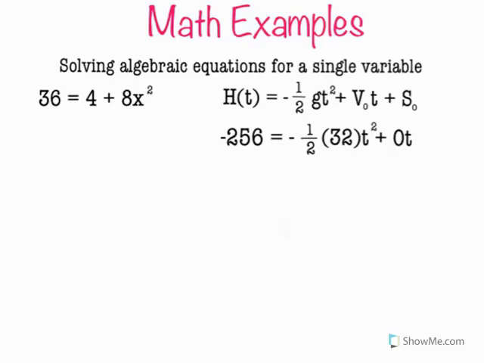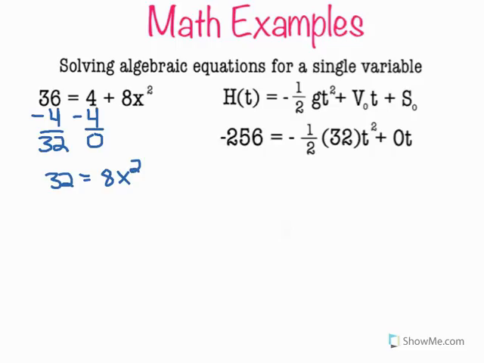36 equals 4 plus 8x squared. Our variable is x, so we want to isolate x by bringing all the other numbers to the other side of the equation. We will start by subtracting 4 from each side. 4 minus 4 is 0, and 36 minus 4 is 32. Therefore, our new equation is 32 equals 8x squared.